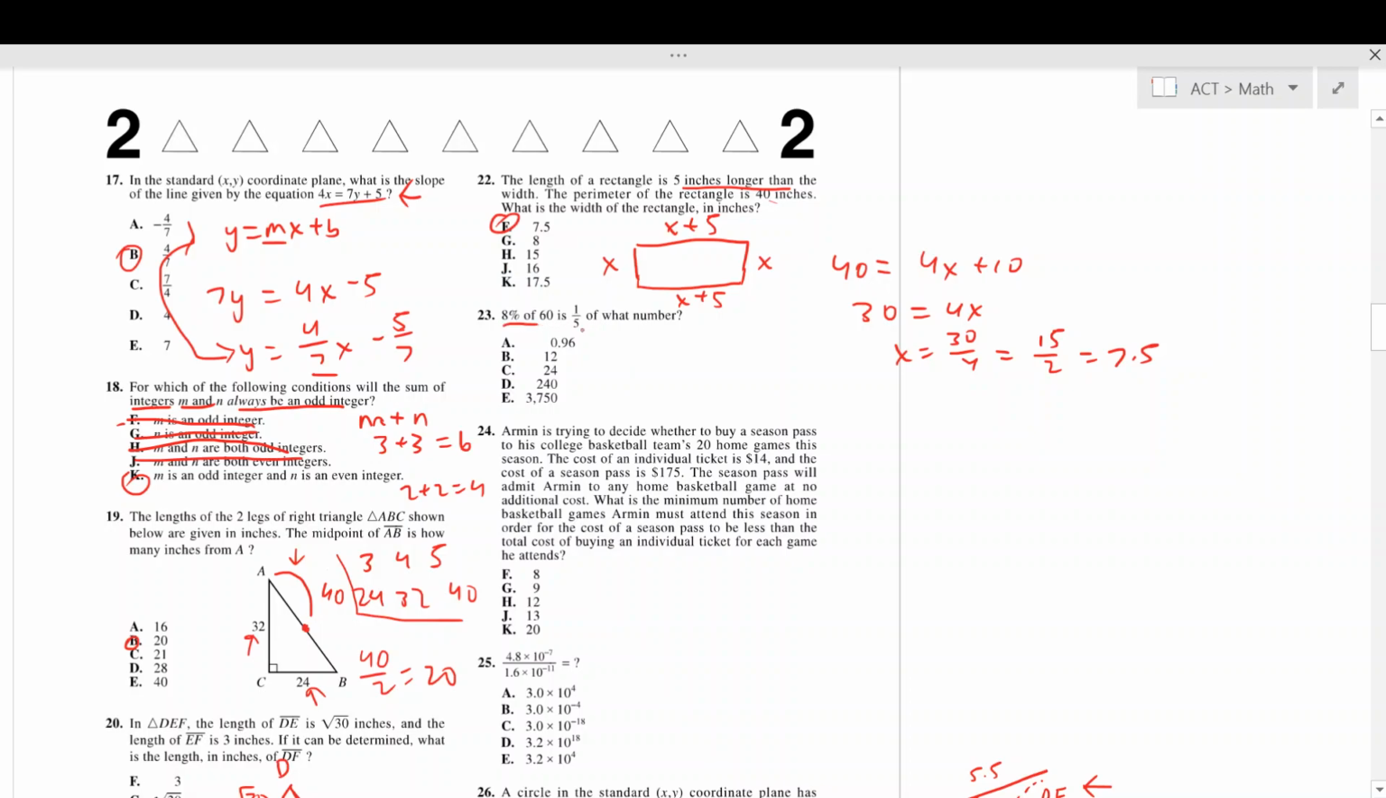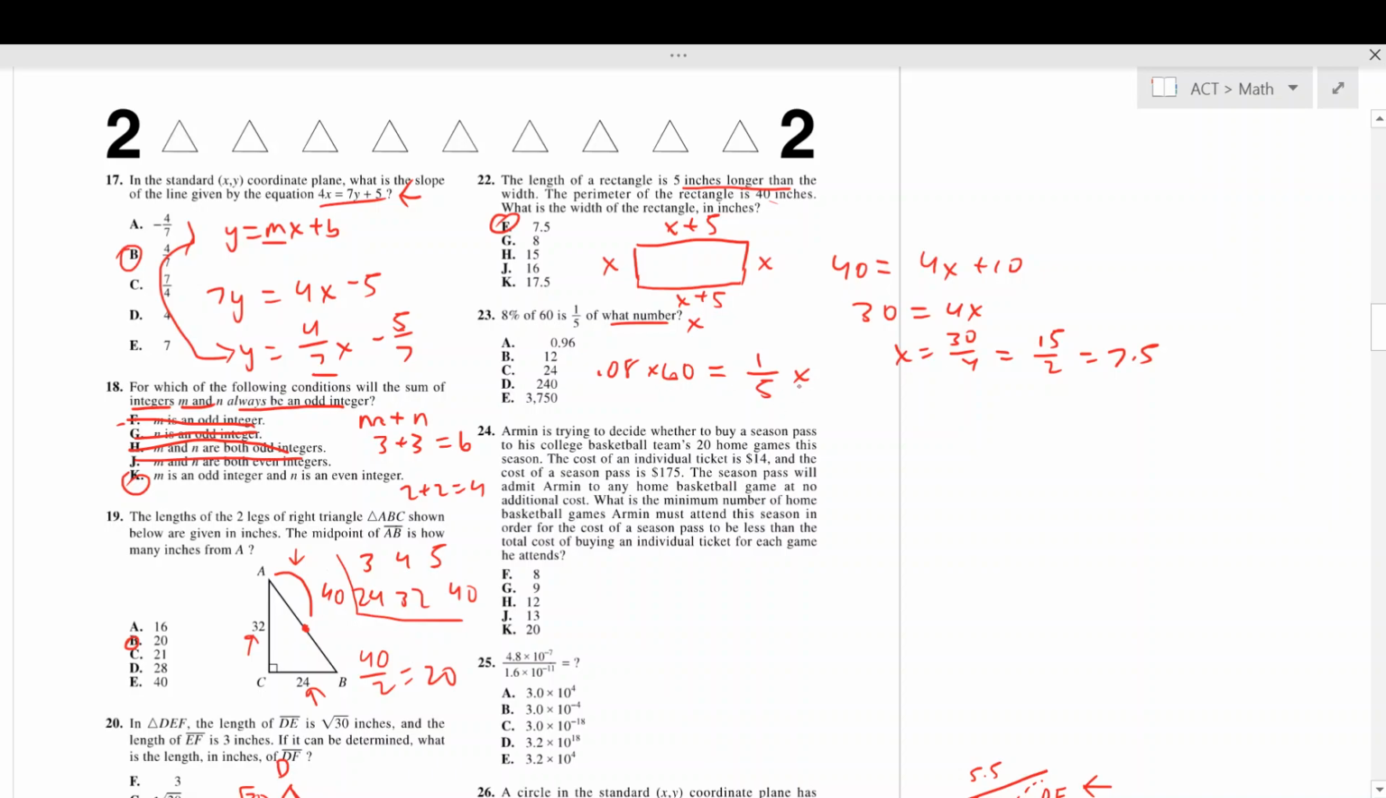8% of 60 is 1/5 of what number? So when we have a percent or fraction of something, that means we multiply the two things, right? 8% of 60 is equal to 0.08 times 60, right? So let's express this mathematically. 0.08 times 60 is 1/5 of what number? We'll call that number x. So it is 1/5 of x, right?